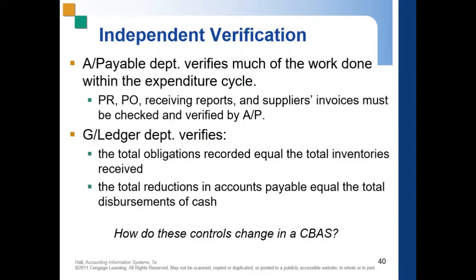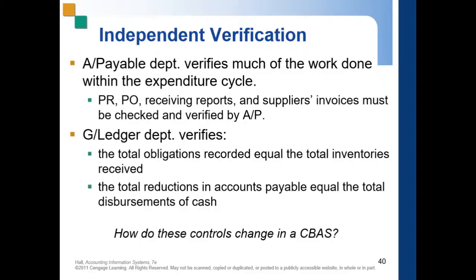Now, independent verification, lastly, wherein the accounts payable department verifies much of the work done within the expenditure cycle. Since it is in the accounts payable department where there is already a consolidation of source documents from the other departments. So you have the PR, and the accounts payable receives a copy of the PR, the PO, the receiving reports, and the supplier's invoice. So again, the accounts payable clerk does a three-way match between these documents to check and verify the information found in those documents.